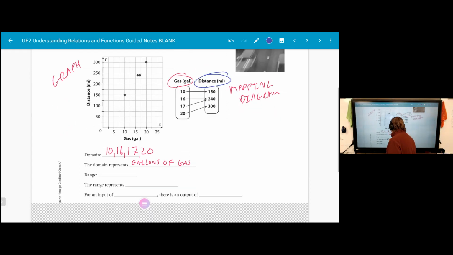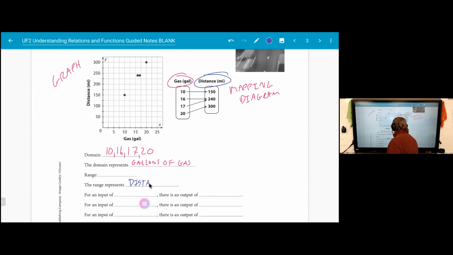I'm going to write that first. Distance in miles. And those values are 150, 240, and 300. I did not repeat 240. I know it's there twice. I only wrote it one time. You just need to write everything one time. So let's talk about inputs versus outputs. If I input 10 gallons, there's an output of 150 miles.